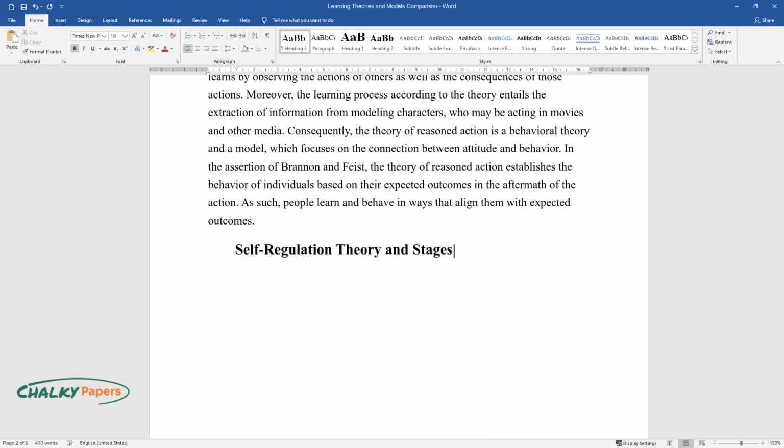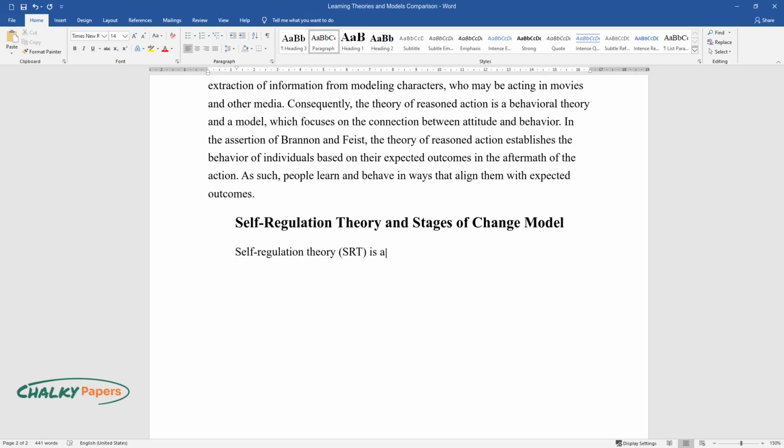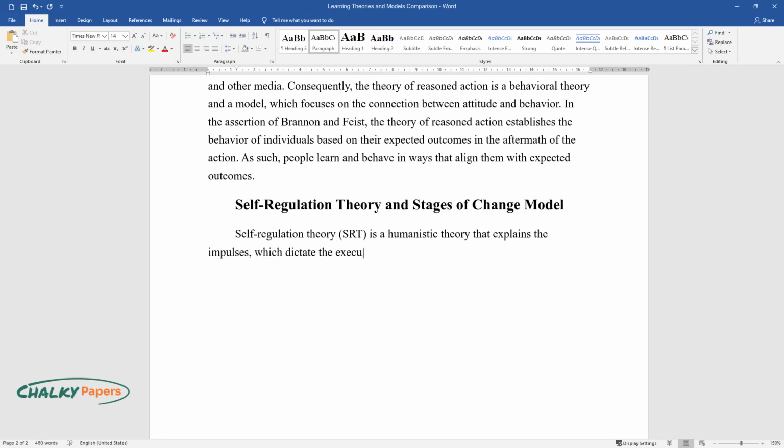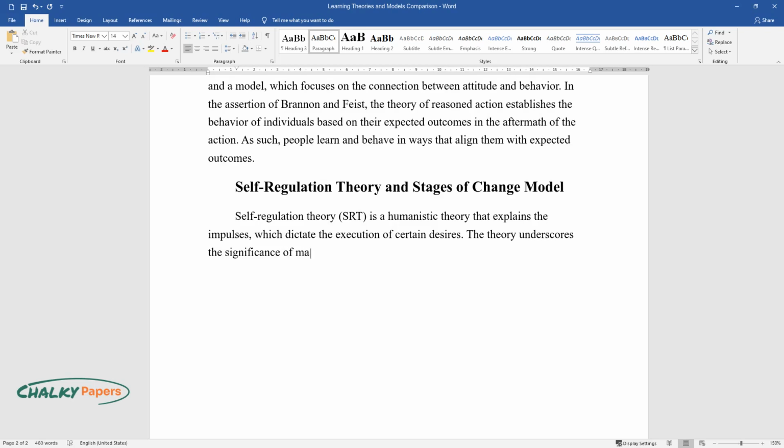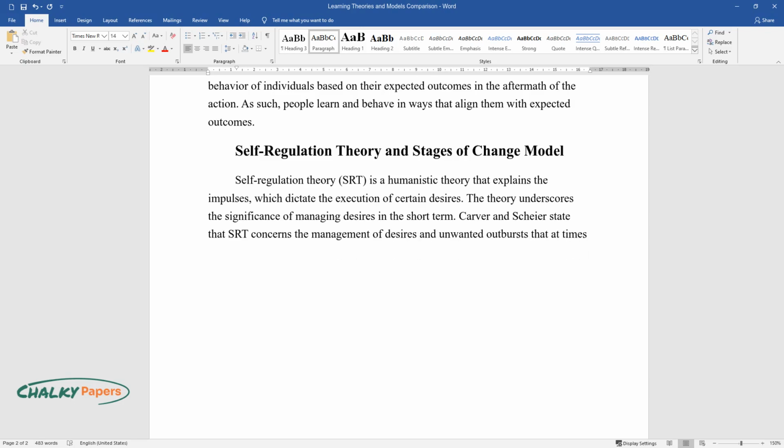Self-regulation theory and stages of change model. Self-regulation theory, SRT, is a humanistic theory that explains the impulses, which dictate the execution of certain desires. The theory underscores the significance of managing desires in the short term. Carver and Scheier state that SRT concerns the management of desires and unwanted outbursts that at times lead to criminal activities or loss of friends.